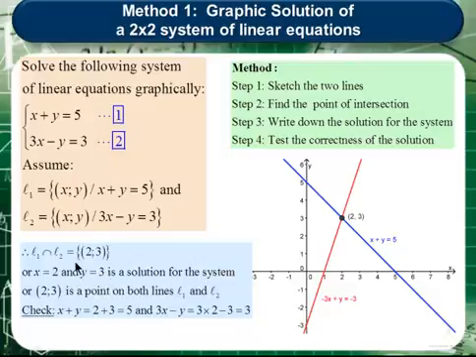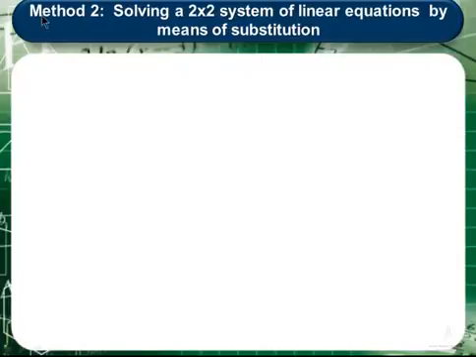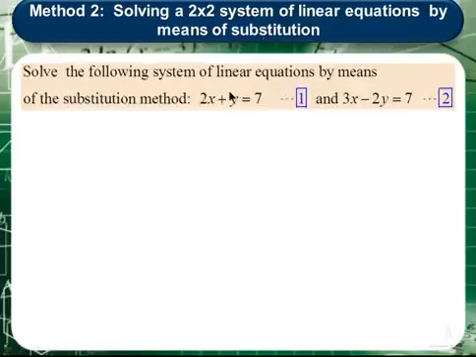And so this is then the solution set, which consists only of one point then, and we know that x is equal to 2 and y is equal to 3 will then represent the solution as we have indicated on the screen. Method 2 for solving a 2 by 2 system of linear equations involves so-called substitution. Let's see what this is all about. Let's have a look at the problem.